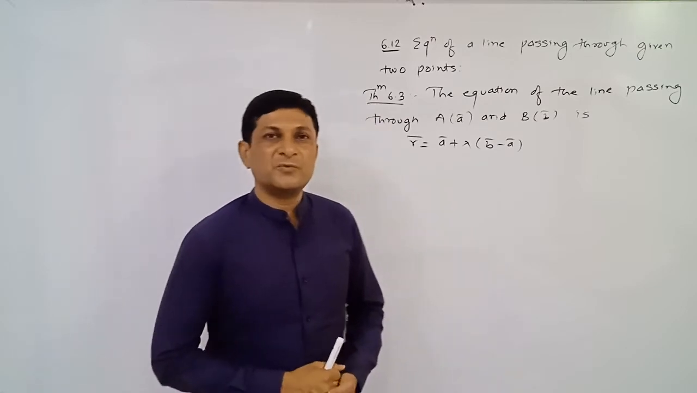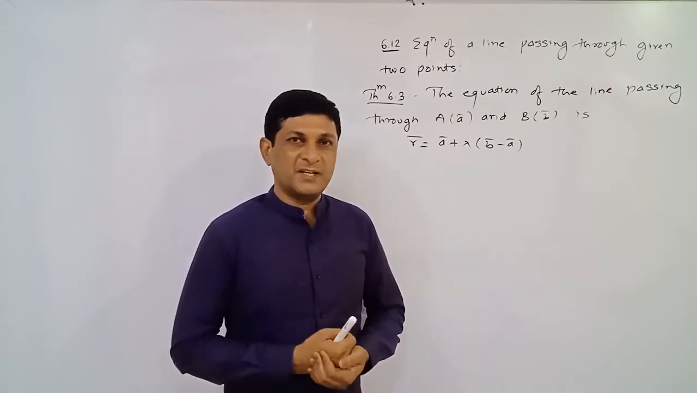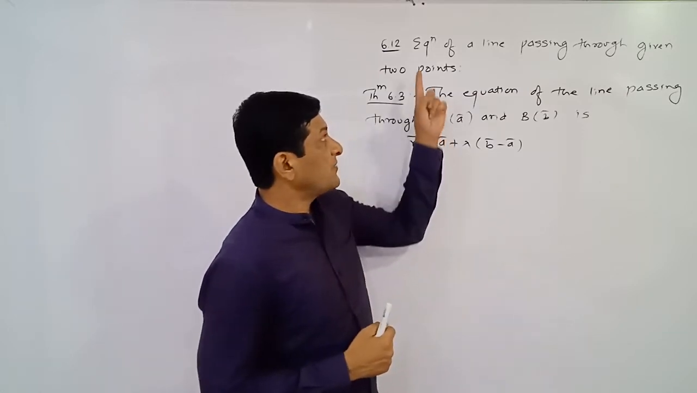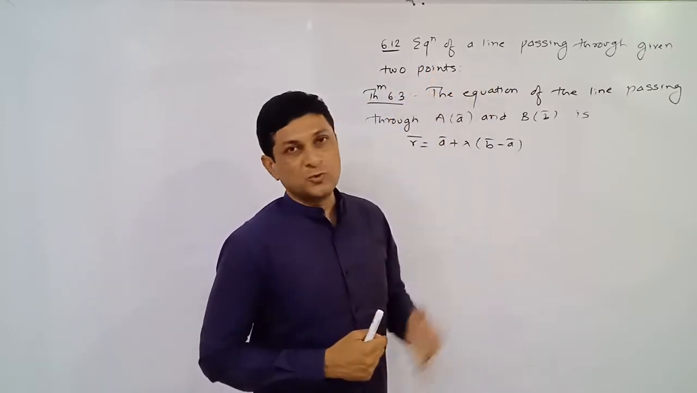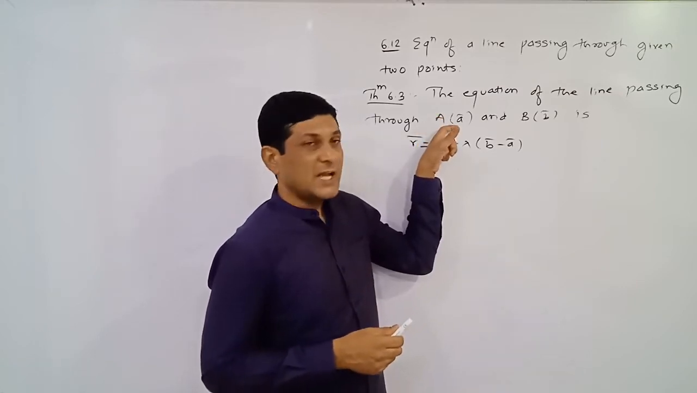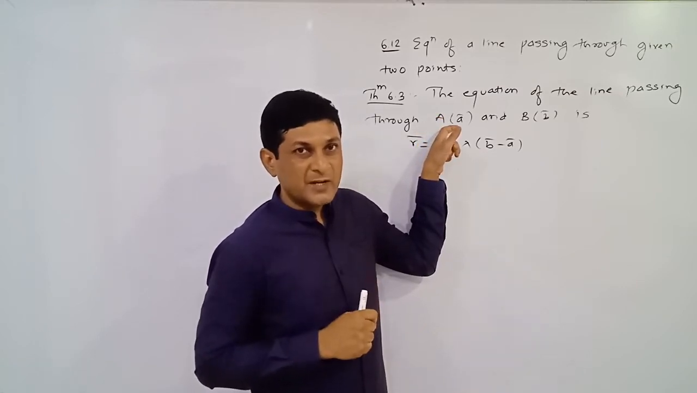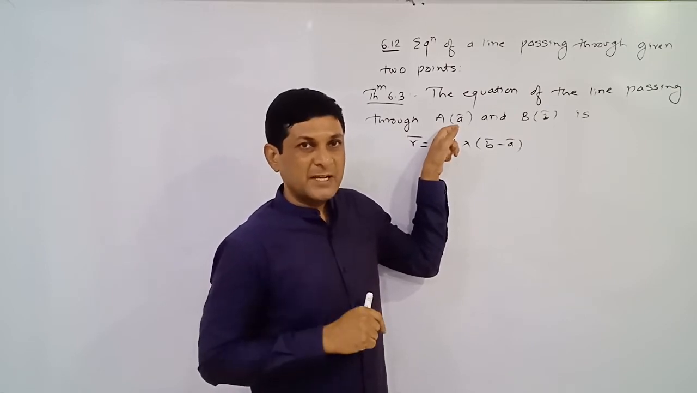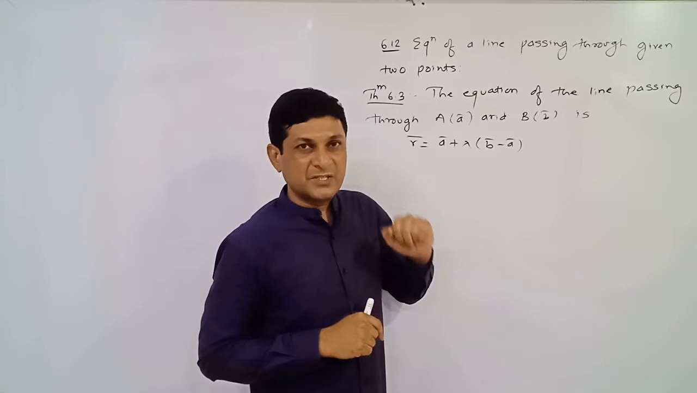Hello friends, now we are going to prove the next important theorem to find the vector equation of a line. If you observe here, we are finding the equation of a line passing through 2 points. In the last theorem, one point was given to us. In that theorem we denoted that point by A and its position vector by A bar, and one vector parallel to the line was given to us.